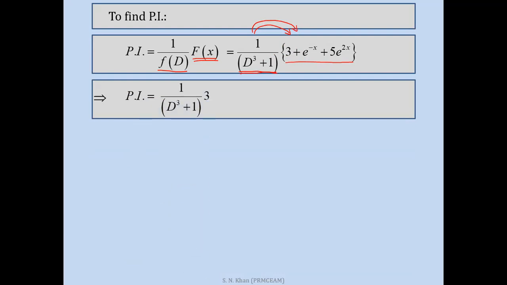फर्स्ट टर्म पे ये हो जाएगा 1/(D³ + 1) operating on 3. Then plus, second term के ऊपर अप्लाई करना है. So for second term it will become 1/(D³ + 1) operating on e to the power minus x. And then on third term it will become plus 1/(D³ + 1) operating on 5 times e to the power twice x. Okay, so single operator and it is operating on complete function, complete bracket. तो वन बाय वन पहले हमने इस पे फर्स्ट टर्म पे अप्लाई कर दिया, फिर सेकंड टर्म पे अप्लाई किया, उसके बाद थर्ड टर्म पे अप्लाई किया.